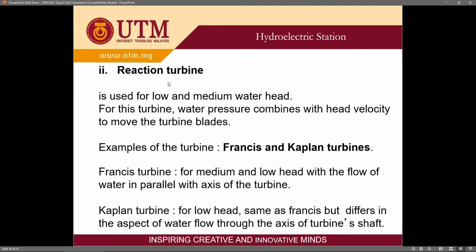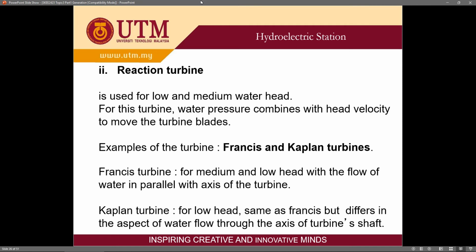So to overcome this, we use a reaction turbine. Reaction turbine is used for low or medium water head. For this turbine, water pressure combined with the water velocity is used to move the turbine blade. The popular examples of the reaction turbine are the Francis and Kaplan turbine.